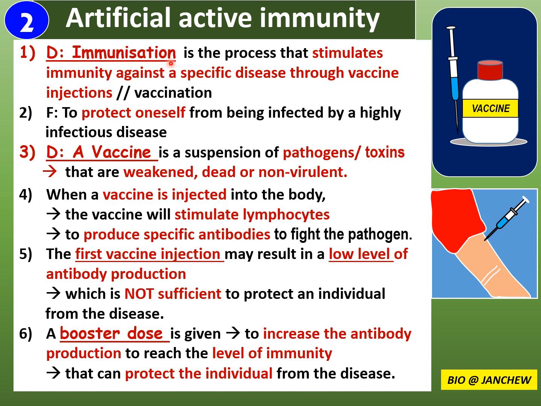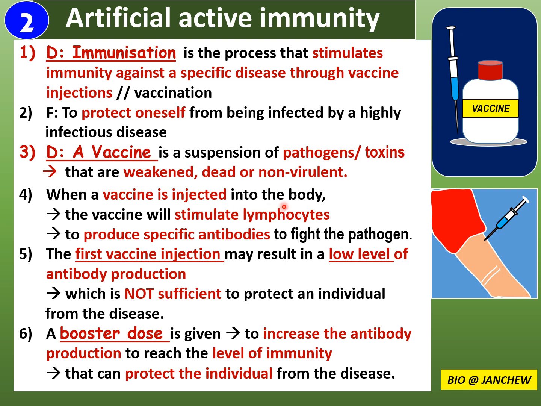All right, so when you carry out immunization, you're actually trying to make a person immune towards a disease through the injection of vaccine. So the aim or the function of this immunization is to protect oneself from being infected by a highly infectious disease such as tuberculosis or chickenpox, or nowadays we have COVID-19, the disease caused by the COVID-19 virus. So what is a vaccine actually? Now, a vaccine is a suspension of pathogens, disease-causing microorganisms, or even toxins that have been weakened. They are dead, for example, dead pathogens, or made non-virulent. Non-virulent means made so that they cannot cause harm to the body, cannot cause disease anymore.